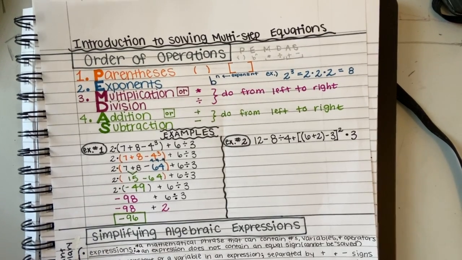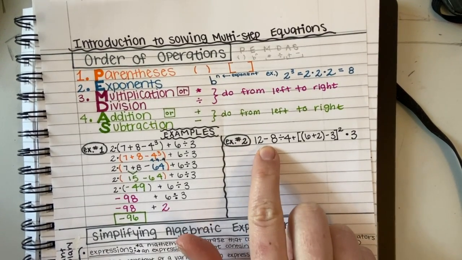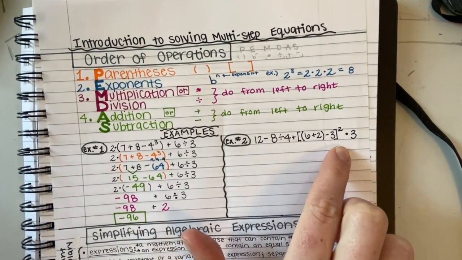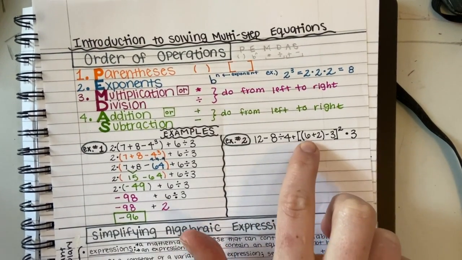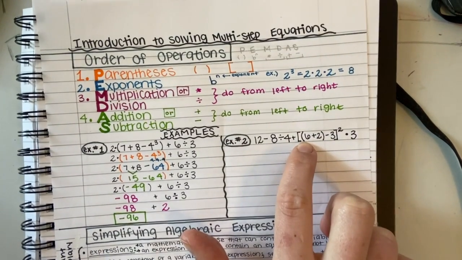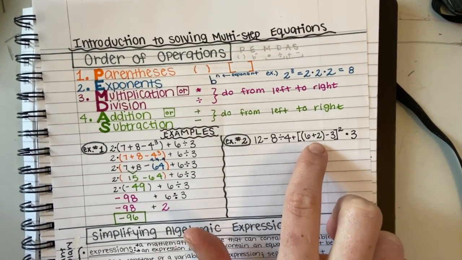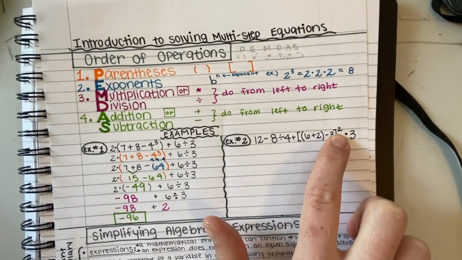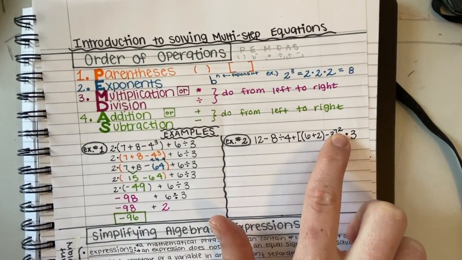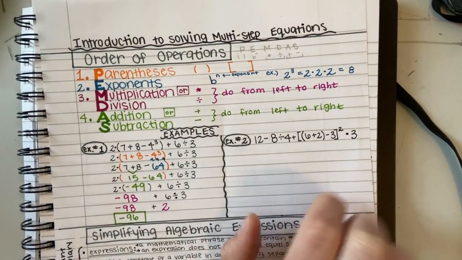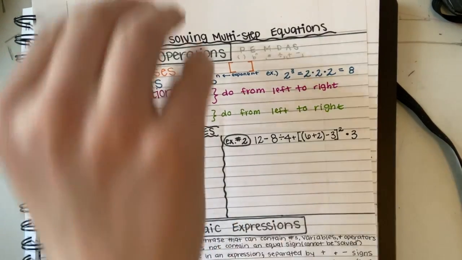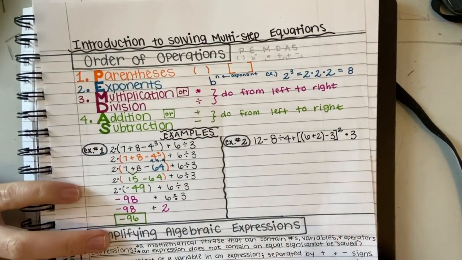The next example we're going to look at is 12 minus 8 divided by 4 plus, we've got our grouping symbol, our bracket. Then inside of the bracket, we have parenthesis 6 plus 2 and parenthesis minus 3. Outside of our bracket, we have a squared, an exponent, then times 3. So there's a lot happening here.